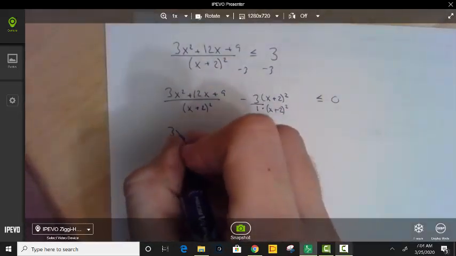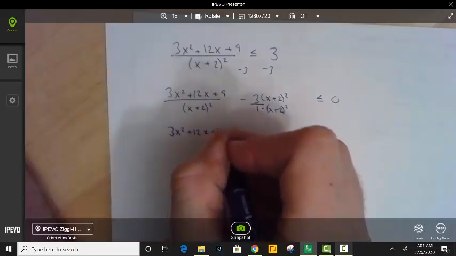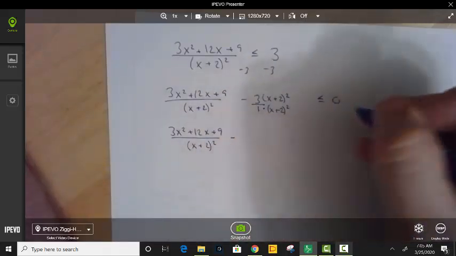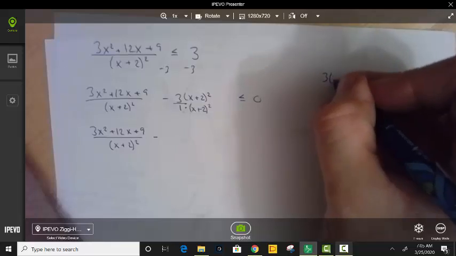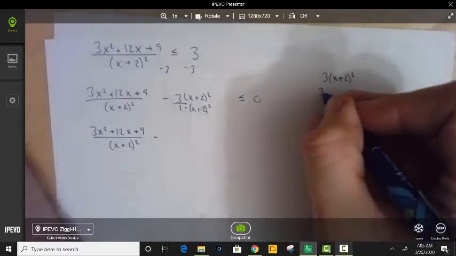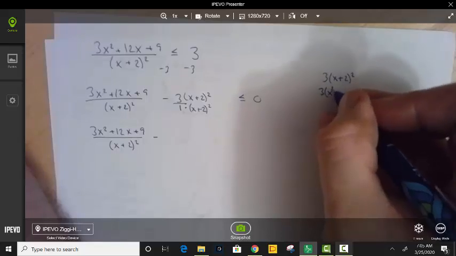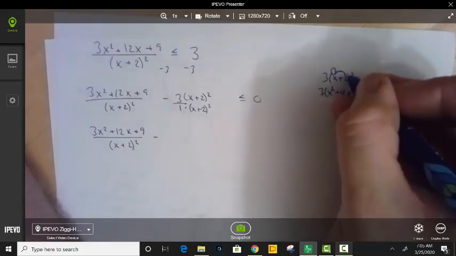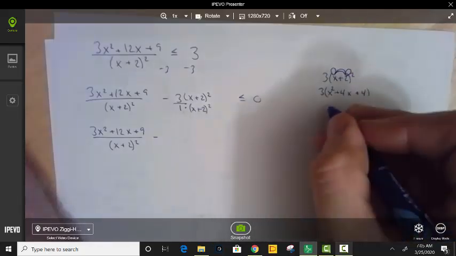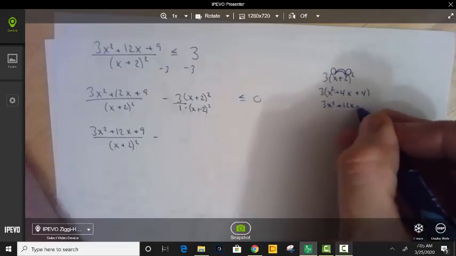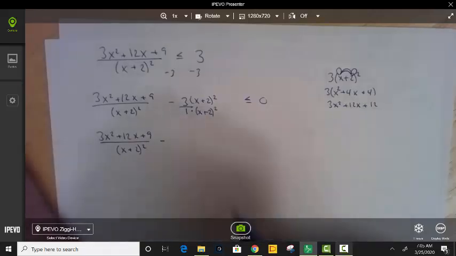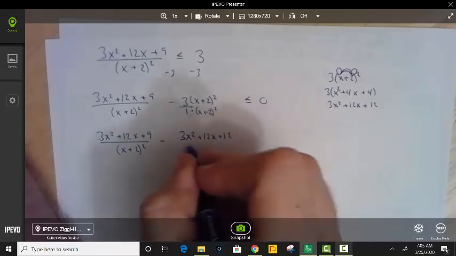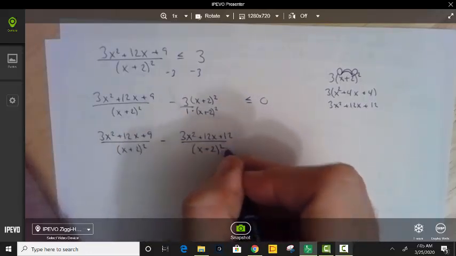Okay, so now this is 3x squared plus 12x plus 9 over x plus 2 squared minus, I'm going to come over here to the side, 3 times x plus 2 squared. That's 3 times x squared plus 4x plus 4. When we do the Mickey Mouse technique, x times 2, 2 times x, 2 times 2, which then gives us 3x squared plus 12x plus 12. So this fraction turns into 3x squared plus 12x plus 12 over x plus 2 squared.